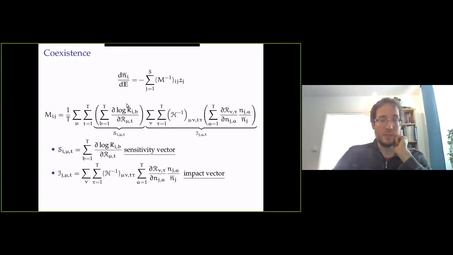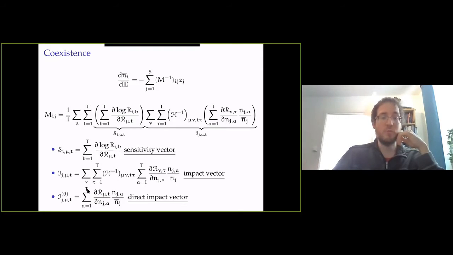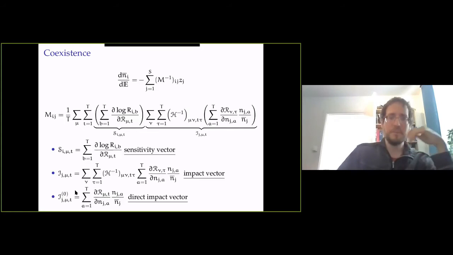In turn, let's switch from the sensitivity vector to this one, the script I quantity, which I will call the impact vector. And this looks a little more scary, so let's break it apart to show that it's actually not. Let us just deal with that part of the definition there, which I will call the direct impact vector, and will denote with a little 0 in the superscript. The direct impact vector looks at the change in the regulating factors in response to a change in the abundances, and that is weighted by the total population abundance of the species, normalized by its abundance throughout the period. So that's just a normalization factor.